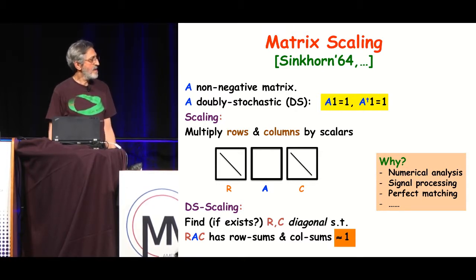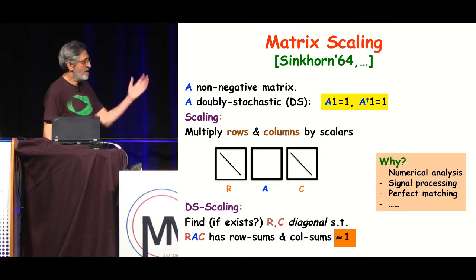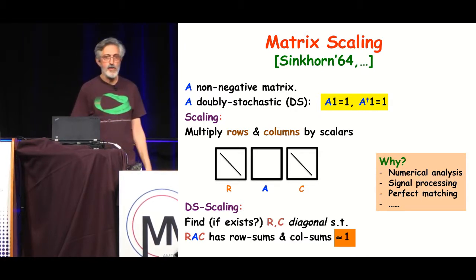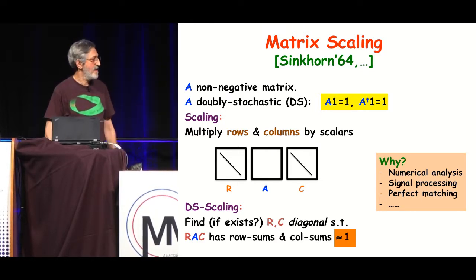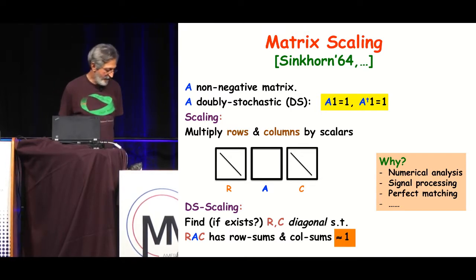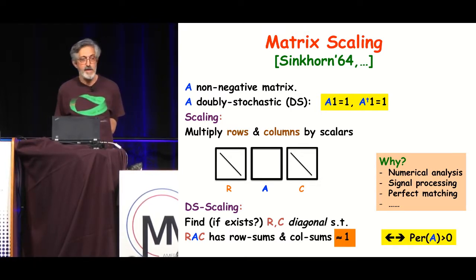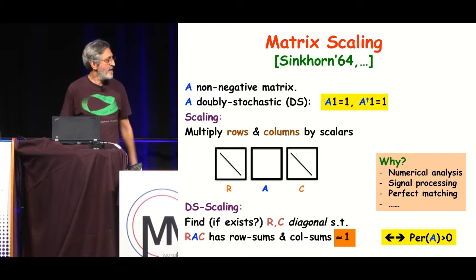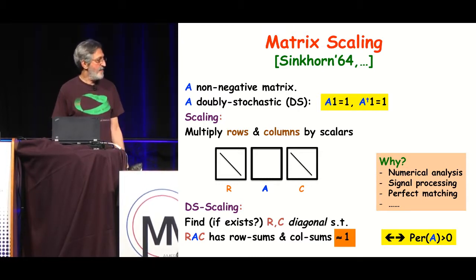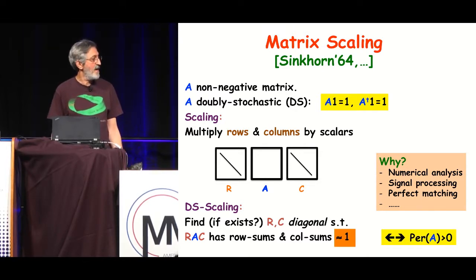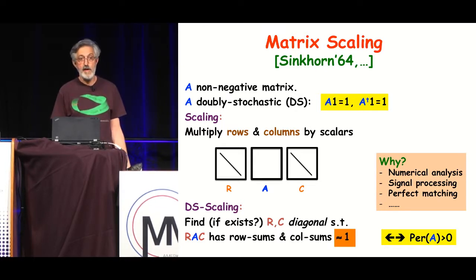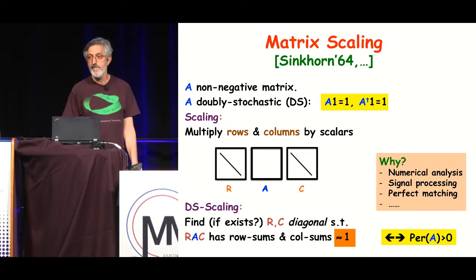So why did he ask this question? It turns out this is just a small subset of applications of this problem. It turns out to be very important. He was interested in it for reasons of numerical analysis, of solving linear systems. It has application in signal processing. And the reason we care about it here is because it captures the perfect matching problem. It turns out that such scaling factors exist if and only if this matrix has a perfect matching. The permanent is positive.